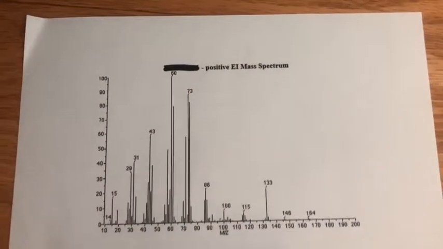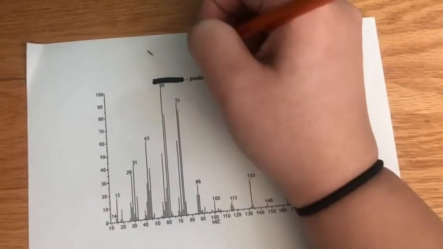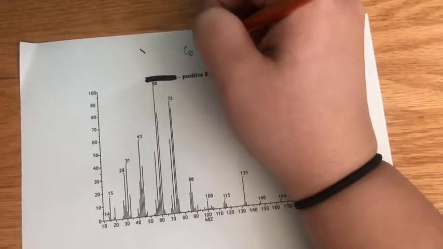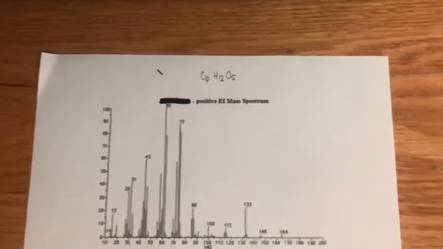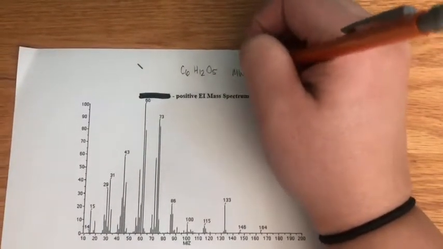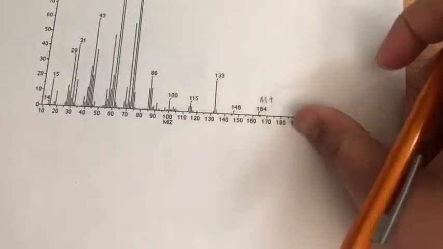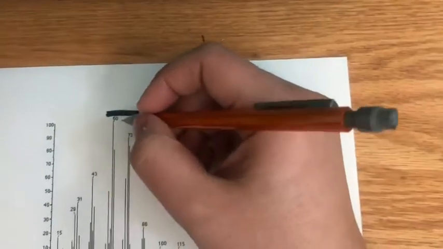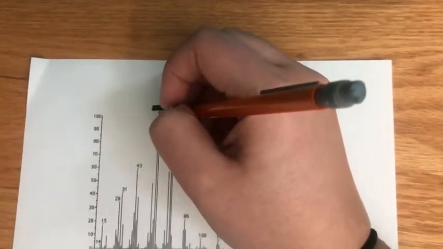Here we have our mass spectra, and I'm just going to write down the formula that was given to us, which is C6H12O5, and the molecular weight is 164. As you can see right here, that is our M plus peak. Then our base peak is here at 60, but that actually doesn't really correspond to any of the fragments.